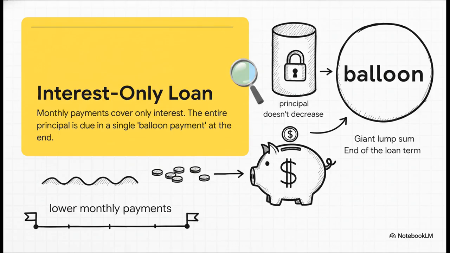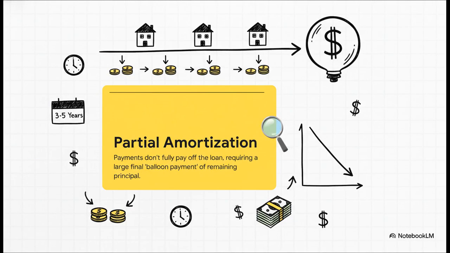Then you have this kind of middle ground option, the partial amortization loan. It's a bit of a hybrid. Your payments cover all the interest plus a tiny bit of the principal. But it's not enough to pay the whole thing off. So just like the interest-only loan, you're staring down a big balloon payment at the end. These are usually pretty short-term, maybe 3 to 5 years.